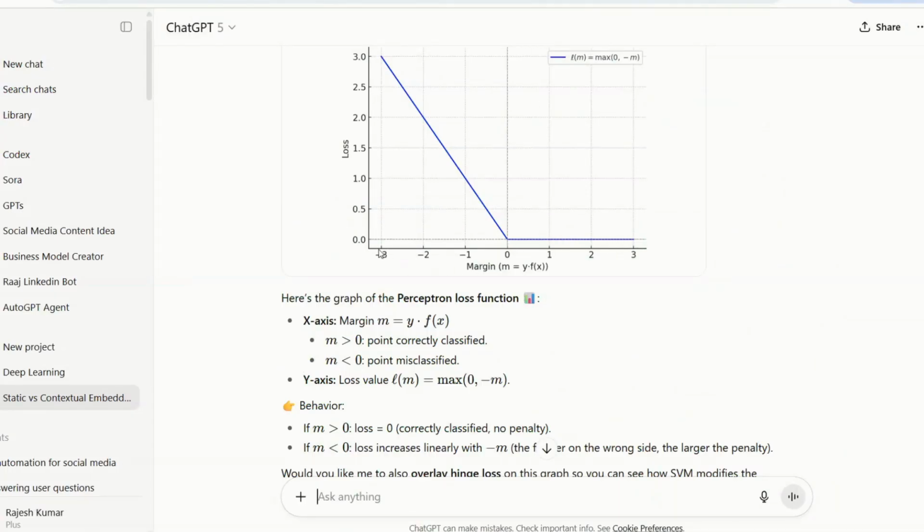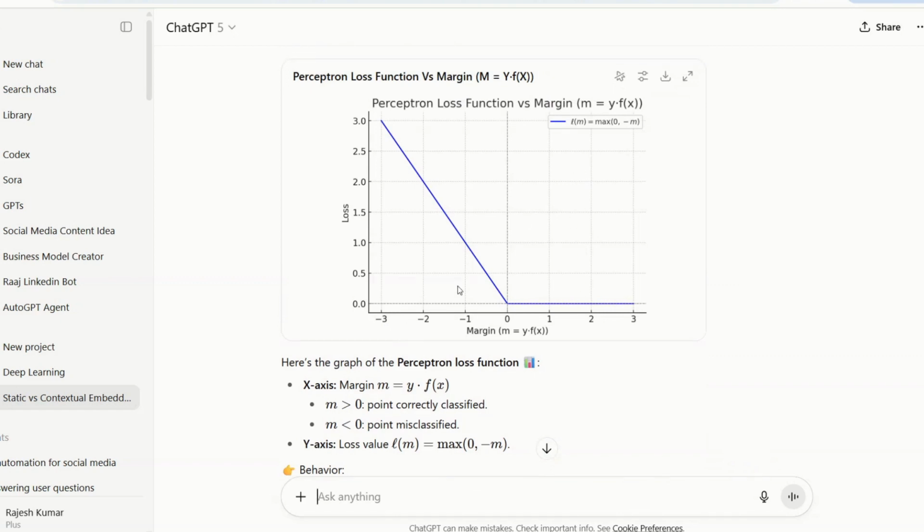Now if y into fx is negative, these are the negative points: -1, -2, -3, -4, -5. You can see that for the negative points, the height is more. For example, for -3, the height is larger. For -2, this is the height. For -1, this. So if the points are very far away, the height is linearly proportional.